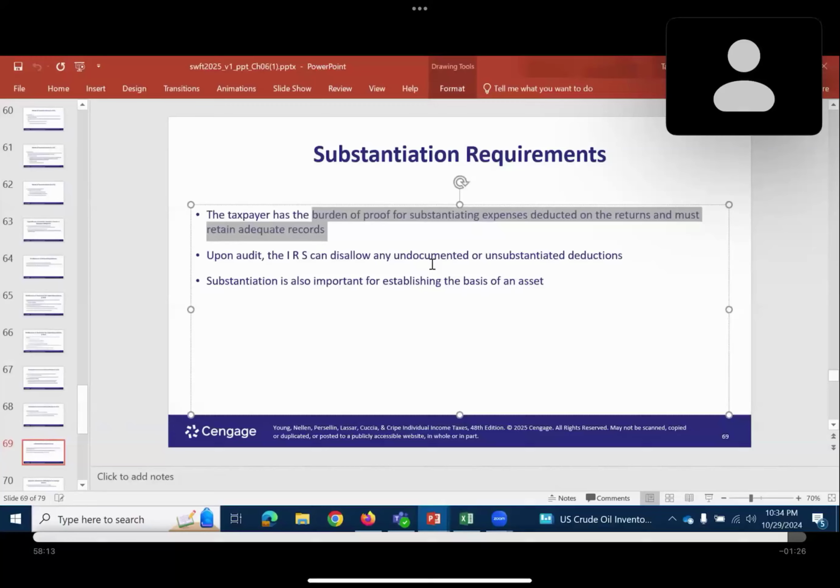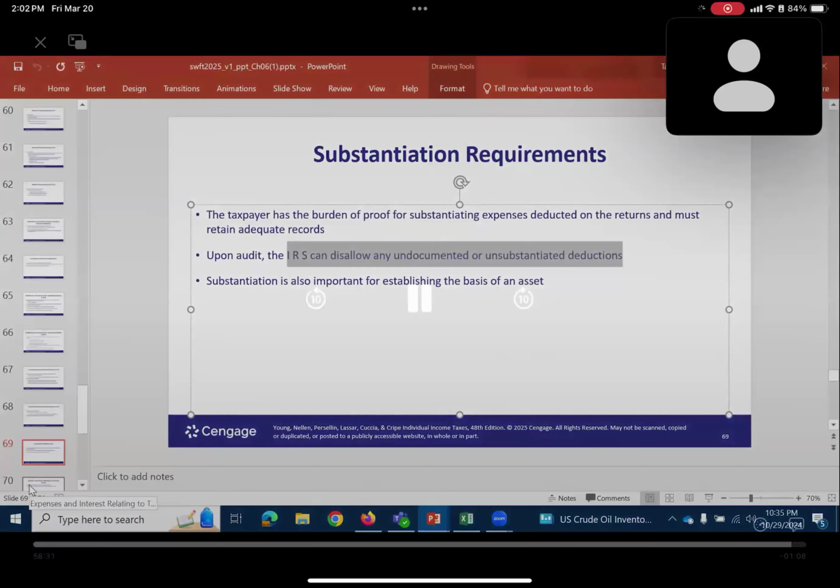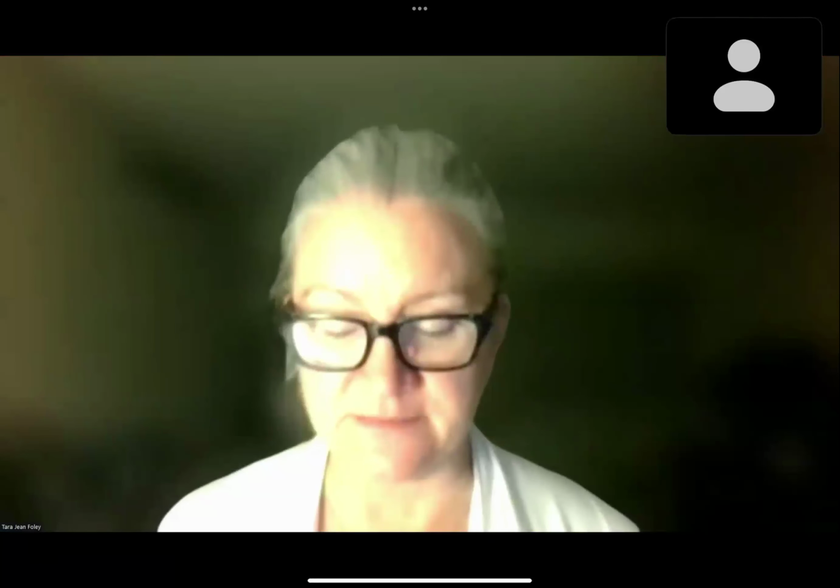Records. Even though you did the deduction, even though you paid it out, please email me.